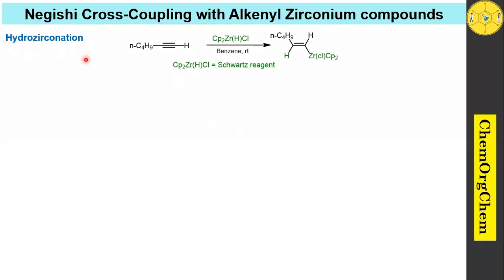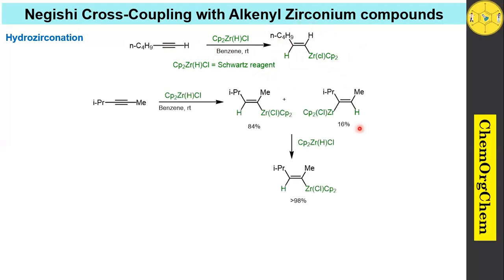So this is one of the methods for hydrozirconation. According to this reaction, when you take the terminal alkyne and react it with Schwartz's reagent, which is mostly known for the tertiary amide reduction into aldehyde, here this reagent is useful for the preparation of organozirconium species. After this reaction, you see it produces the corresponding alkenyl zirconium.